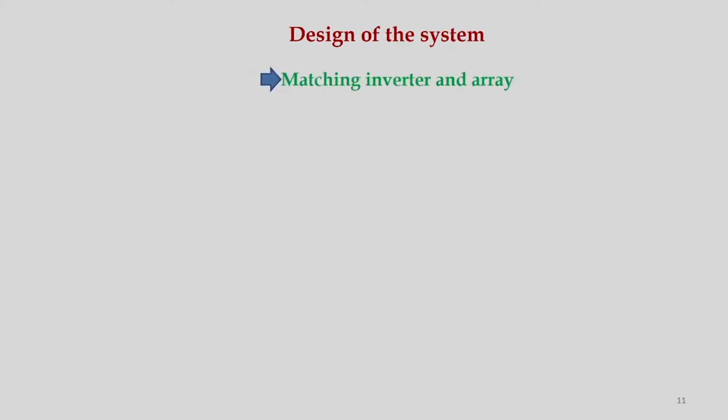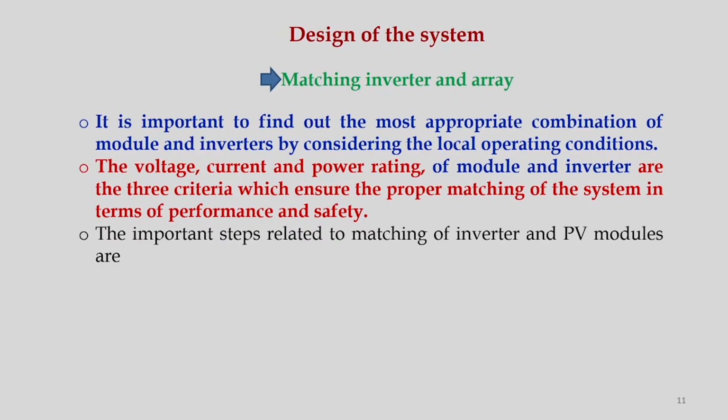Now come to the matching of inverter and array. How are we doing it? It is important to find out the most appropriate combination of module and inverter by considering the local operating conditions. The voltage, current and power rating of module and inverter are the 3 criteria which ensure the proper matching of the system in terms of performance and safety. This is very important. What we are doing actually is that voltage, current and power ratings have to be matched.